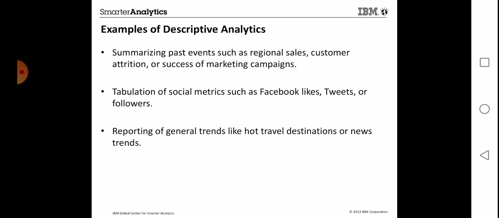Now we have examples here. Summarizing past events such as regional sales, customer attrition, or success of marketing campaigns is an example of descriptive analytics. Another is tabulation of social metrics such as Facebook likes, tweets, or followers, and also reporting of general trends like hot travel destinations or news trends.